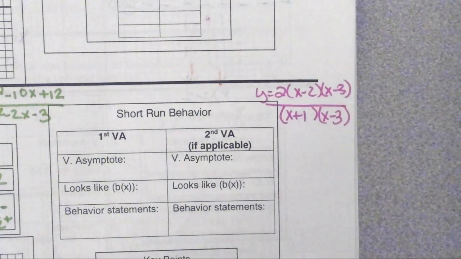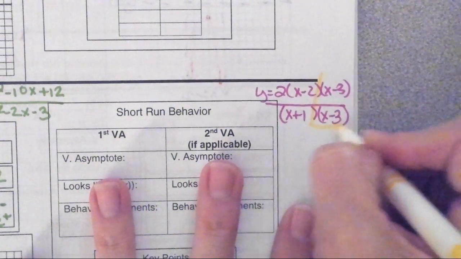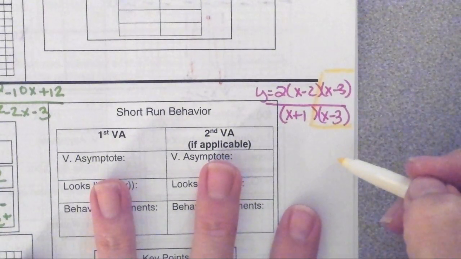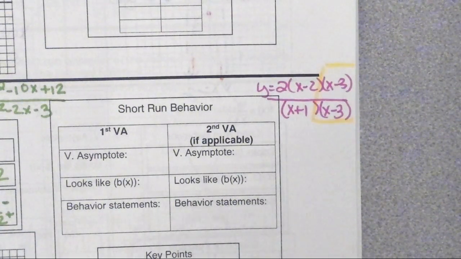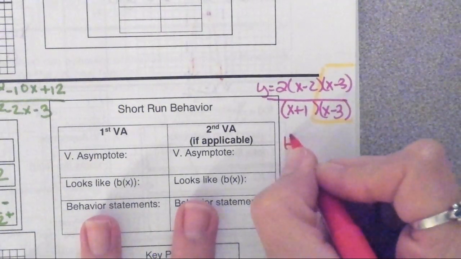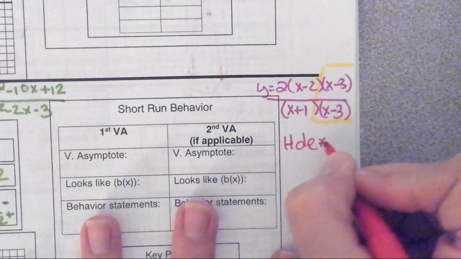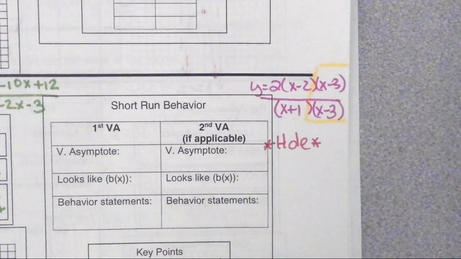Okay, so here's something that's going to happen. I don't know if you remember this from Algebra 2 or not. Do you see how these right here are going to cancel? When they cancel, it creates something. Do you remember what it creates? Okay, it's going to create a hole in your graph. So we're going to have a hole in the middle of our graph.